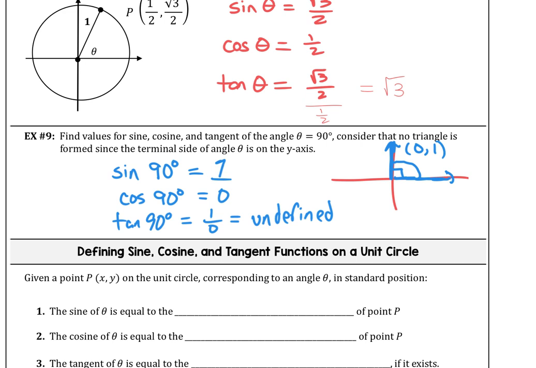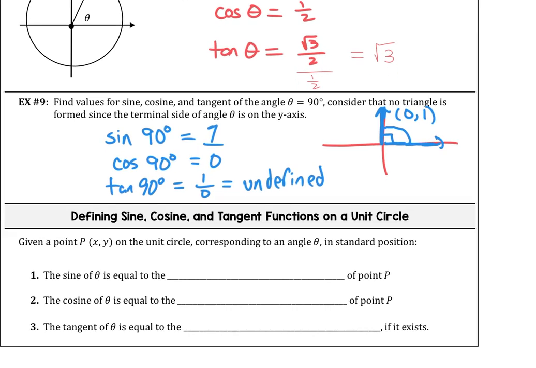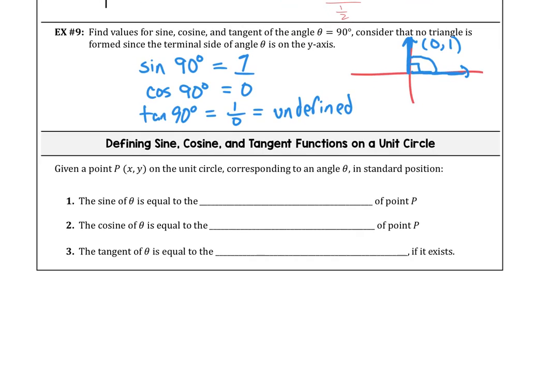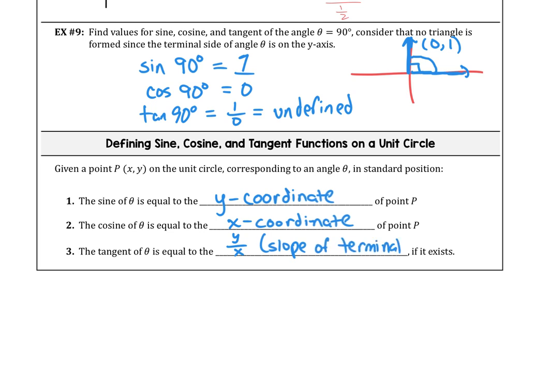So we went through and we've defined sine, cosine, and tangent for 30, 45, 60, and 90 degrees. And what we've come up with is that the sine of theta is equal to the y-coordinate. The cosine of theta is equal to the x-coordinate. And the tangent is really equal to y over x, which in turn is the slope of the terminal ray.